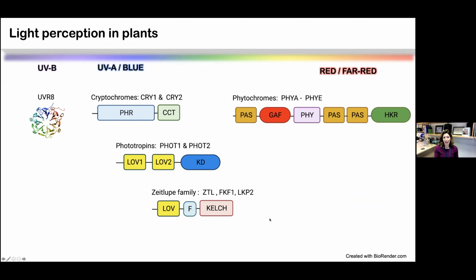So unlike animal systems that use rhodopsin, plants can perceive light and respond to it through different families of photoreceptors. In Arabidopsis, there are 5 families ranging from sensing UVB to red and far red light. UVR8 is the only genetically encoded UVB receptor in nature. And the blue light receptors are the cryptochromes, the phototropins, and the ZEITLUPE family. And then there are 5 different red, far red light receptors, the phytochromes.